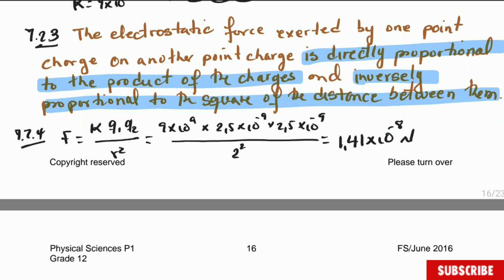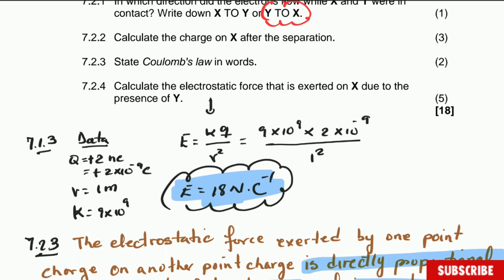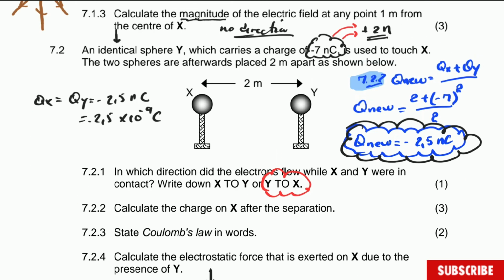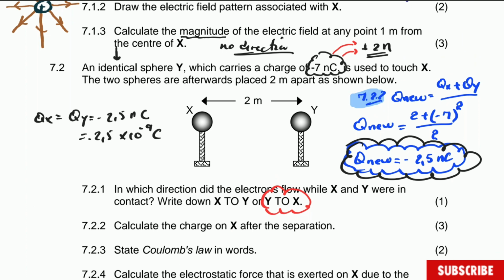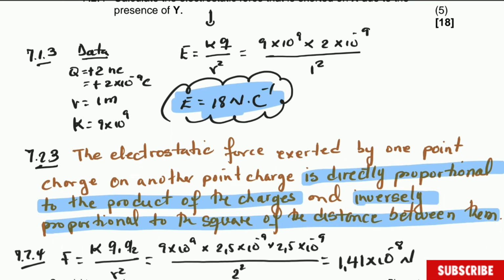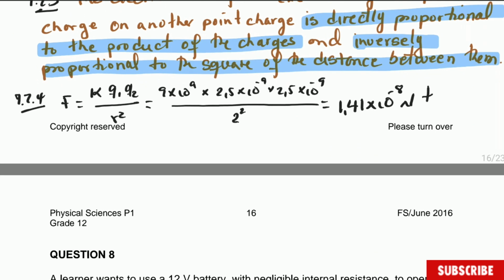Now, the question here asks for the electrostatic force on X due to the presence of Y. So what is Y doing to X? They both are negative, so they will be repelling. So Y is pushing X to the left. So you have to give direction here, and it will be to the left.